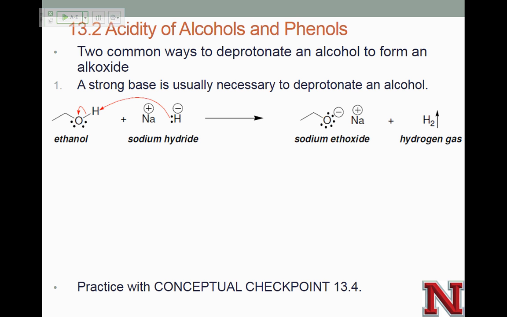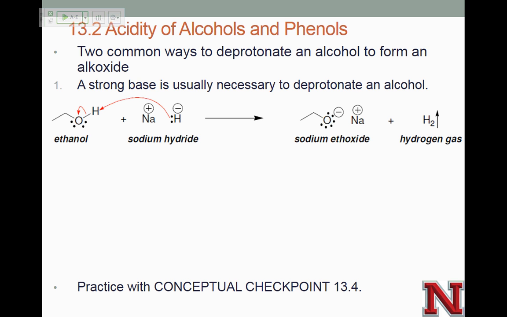Now a couple of things about sodium hydride. What's the first thing you notice about sodium hydride? What's different than any other reagent we've really talked about? What partial charge does hydrogen typically have? Positive. Why? Our hydrogen is typically the more electropositive thing.